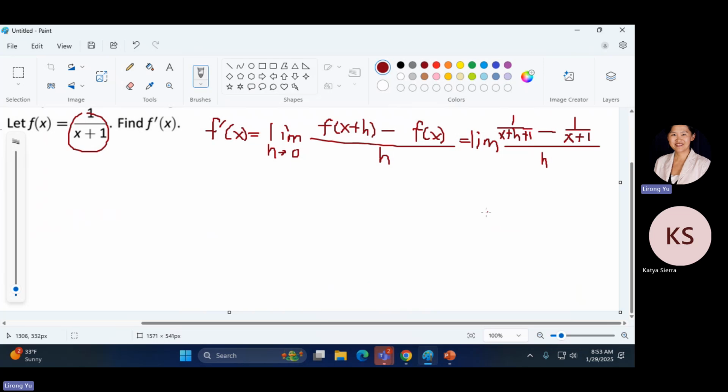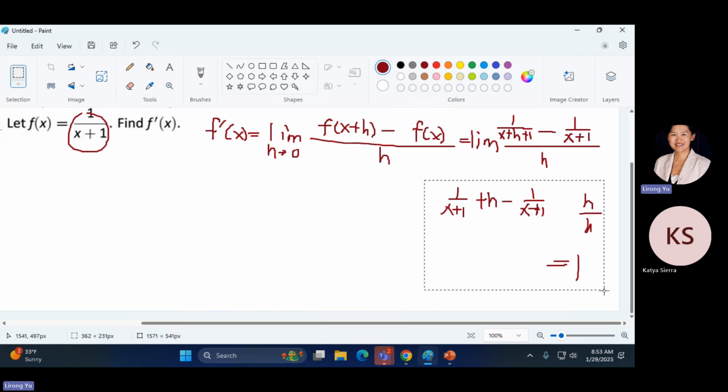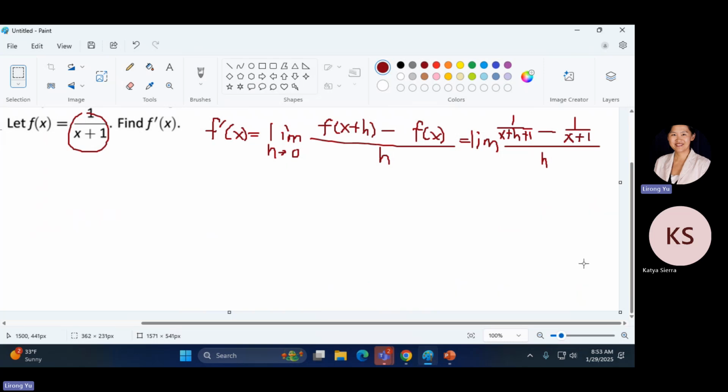Occasionally I have students who write it wrong. They write 1 over x plus 1, and they put plus h there, and then they subtract 1 over x plus 1. And you can see what happened. You're going to get h over h. They think the derivative equals 1, but it's not. So we try to be careful and make sure we don't change the function format along the way. We maintain the function format, but do the substitution the right way.